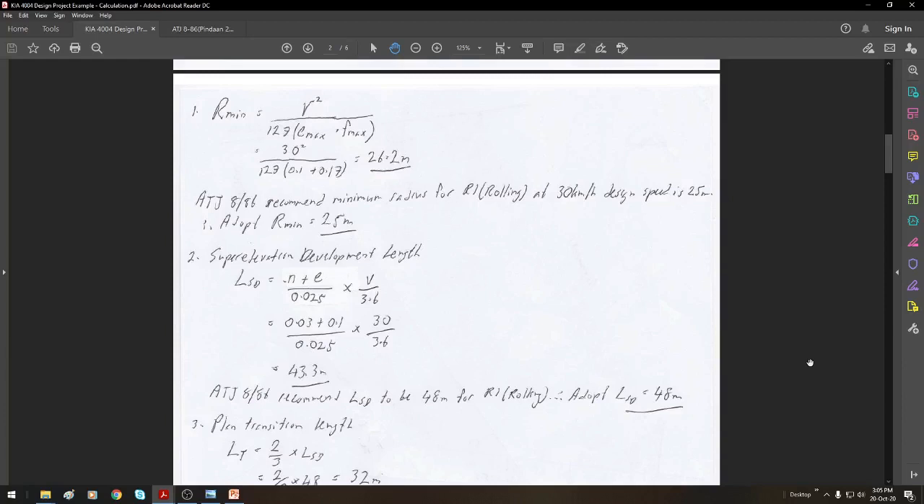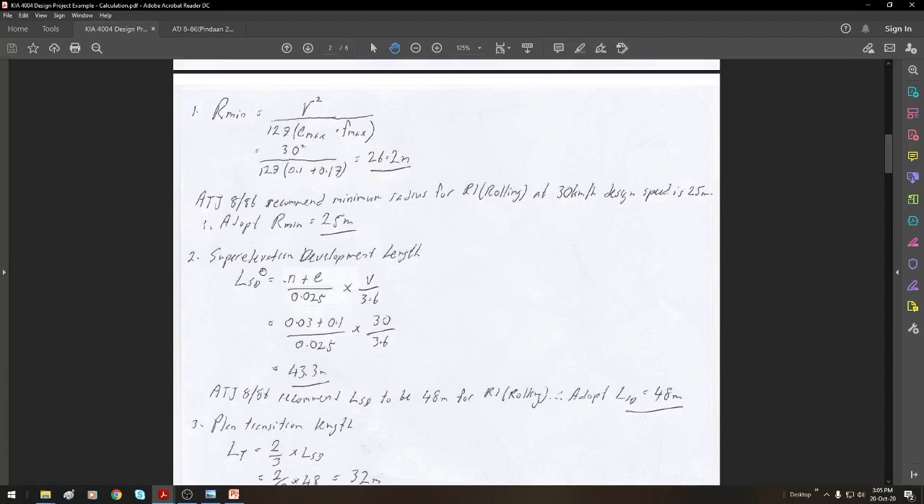When you look at the Arahan Teknik Jalan table at the back there, the recommended minimum radius at 30 kilometers per hour design speed is 25 meters. So let's just use the smaller value. You use the minimum radius of 25 meters.